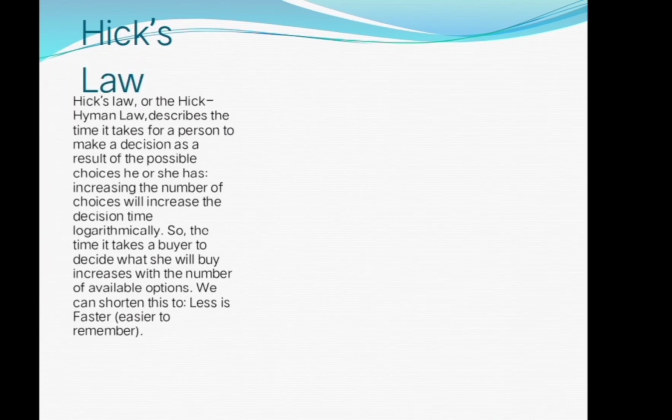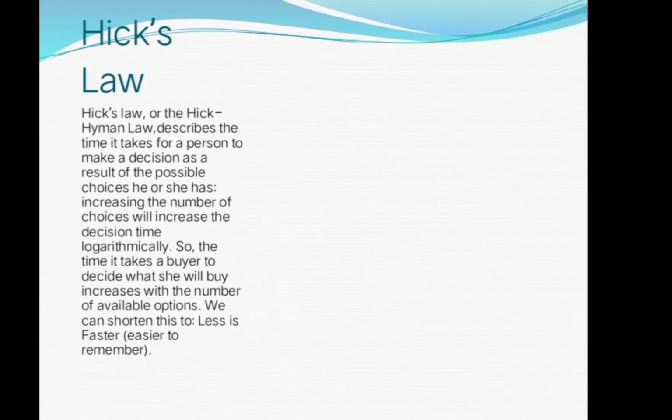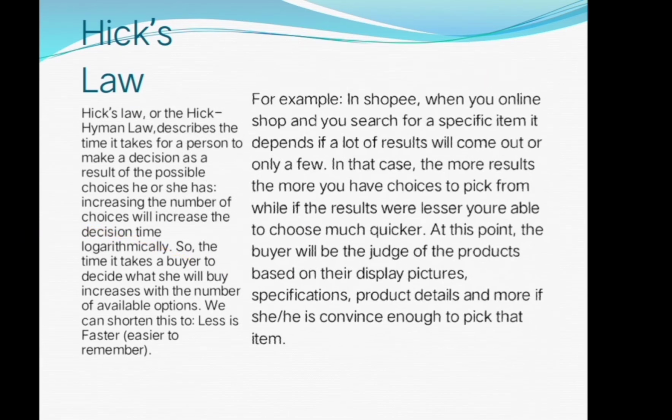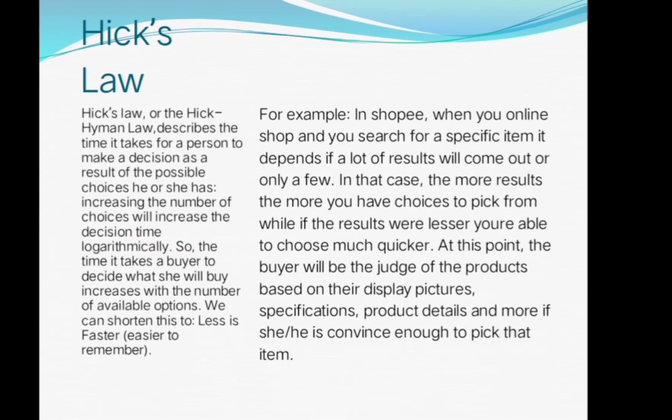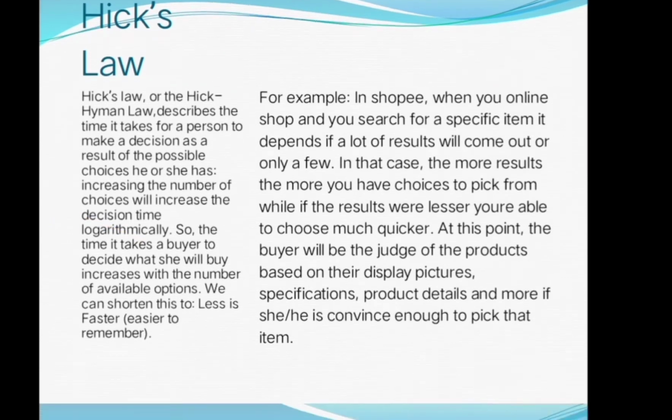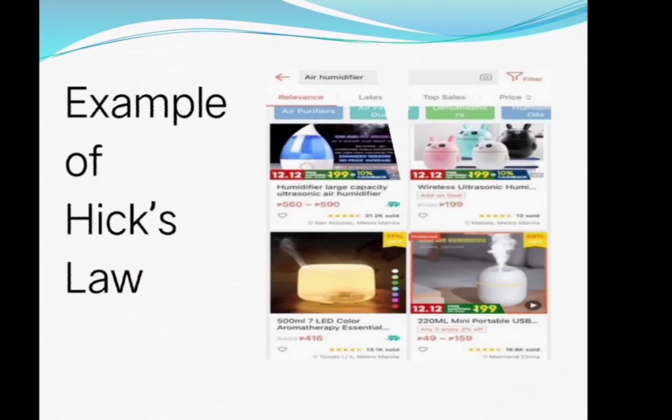Let me discuss Hick's law. Hick's law says that every additional choice increases the time required to make a decision. So, for example, in Shopee, when I look up a makeup organizer, a ton of results came out, and each choice has different features. So it's the buyer's decision which to pick. To understand it easily, the fewer the choices, the faster you can pick. And I thank you.